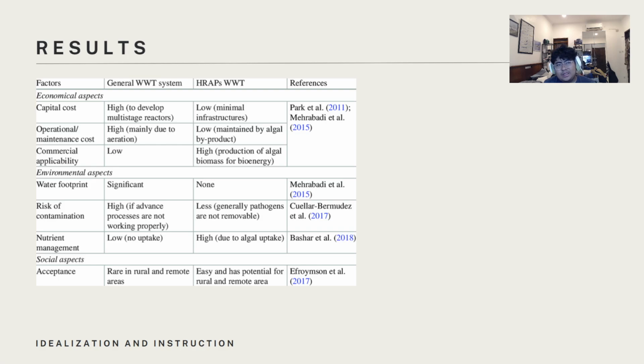And for acceptance and the social aspects, the general wastewater treatment system is rare in rural Europe and remote areas. Meanwhile, the HRAPs are easy and have potential for rural and remote areas. So with this study, it's proven that HRAP WWT is way better than the general WWT, and people should start implementing this as this is a part of the circular economy where we want to reduce the footprint while maximizing the output, and this makes total sense.